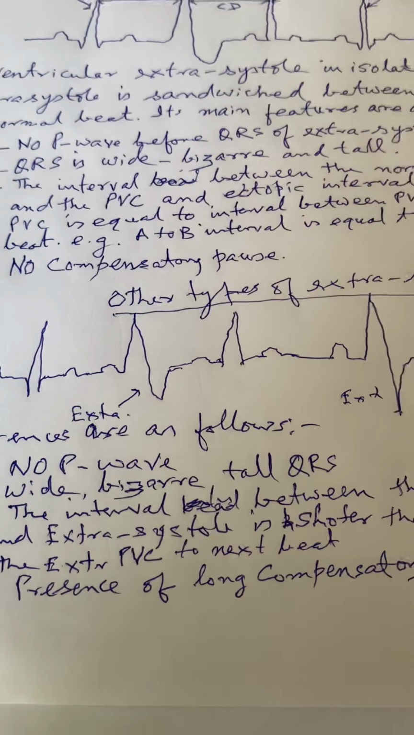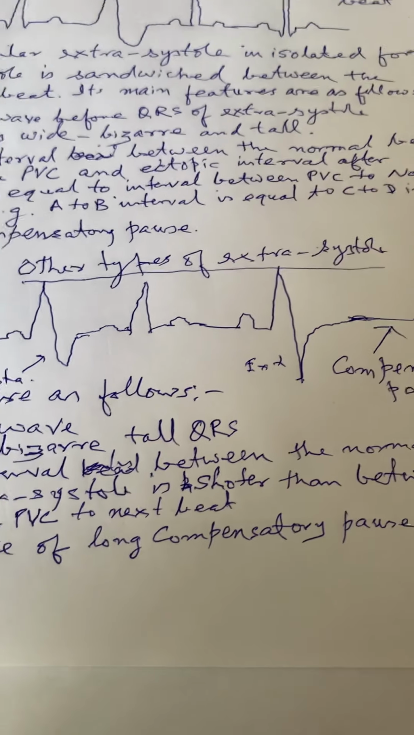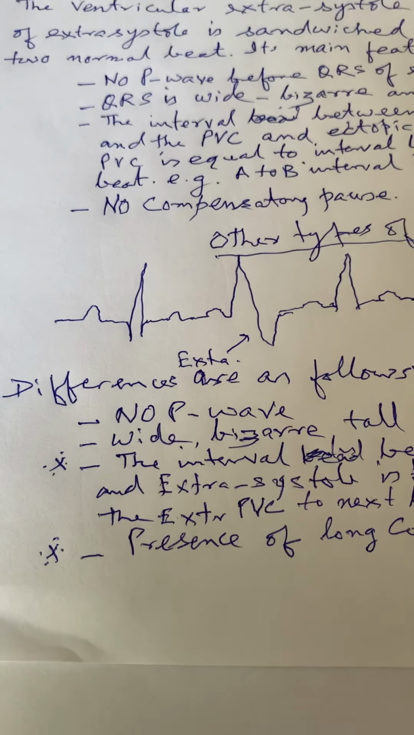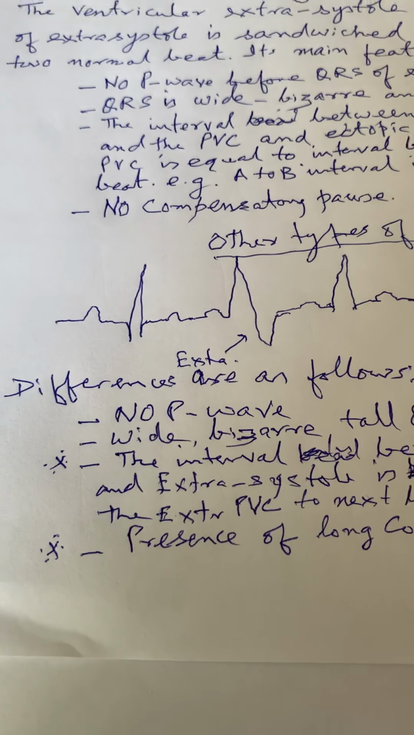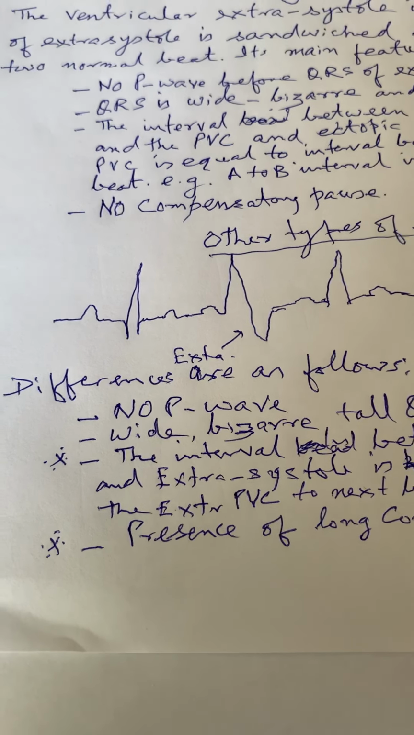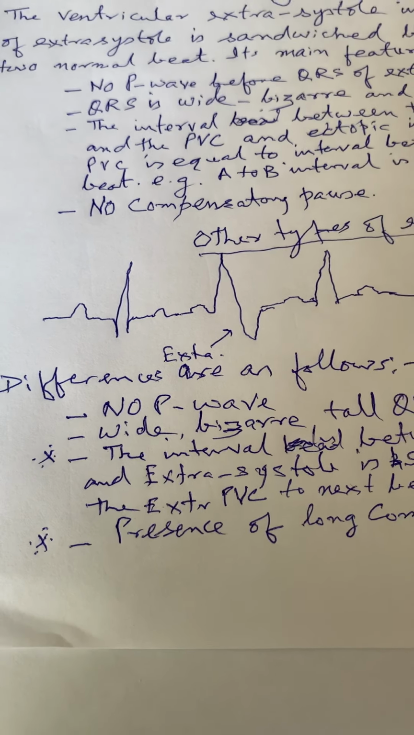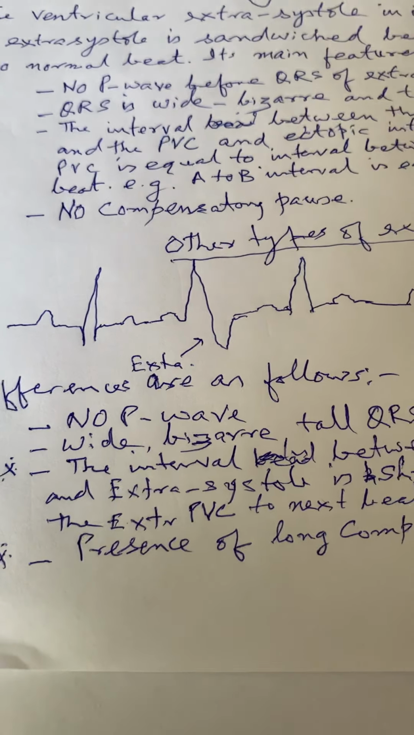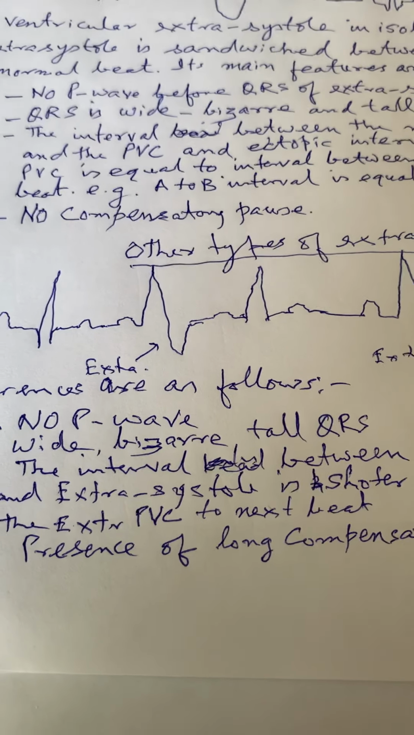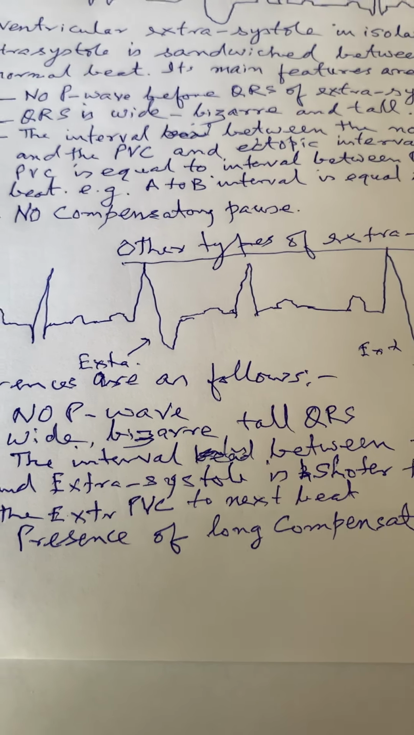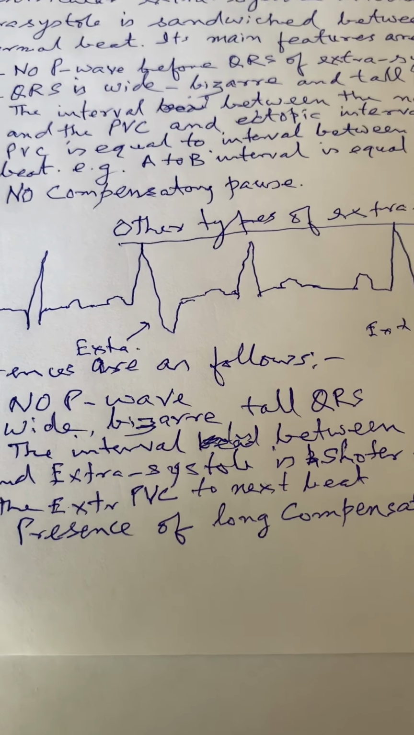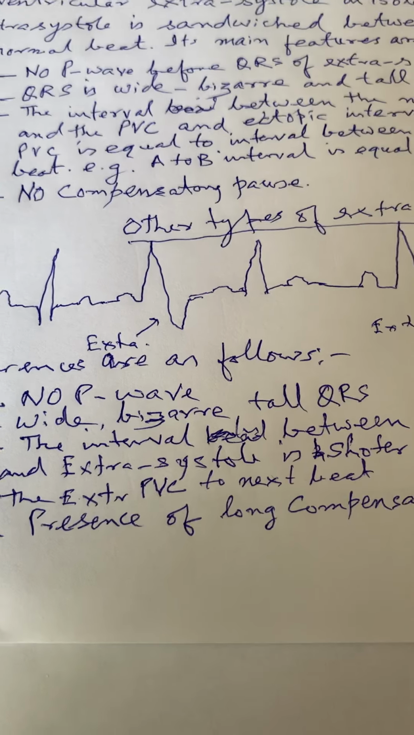Then the other types of extrasystole, the features are as follows. And the difference is shown with the X and dash, X and point. No P wave we will see in other types of extrasystole. Other types I mean bifocal, unifocal, R on T phenomenon, and other varieties which we have discussed before.